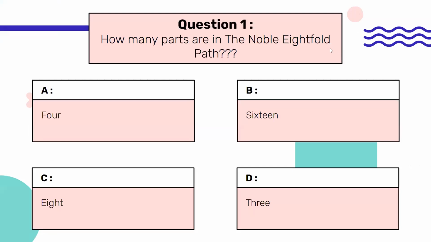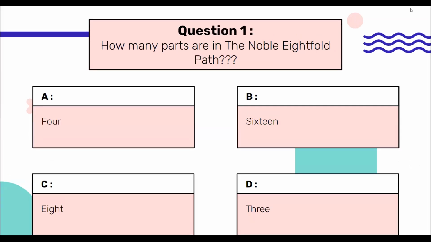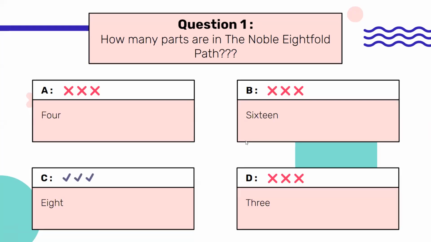So the first question is, how many parts are in the Noble Eightfold Path? A, 4, B, 16, C, 8, or D, 3? The answer is actually C. It's not working. That's okay. It's C. Because I kind of worded it wrong. What I meant was parts as in the right parts.